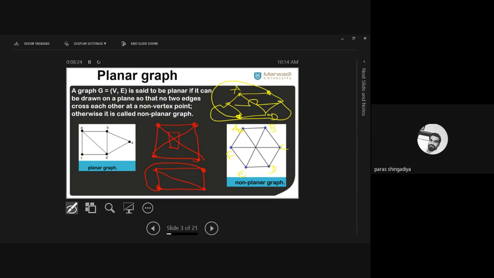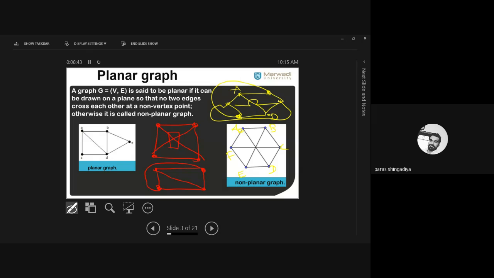Clear? So it is not possible in any way to draw this graph without crossing over an edge. Clear? So at last, you can say it is a non-planar graph. Okay? If it is drawn without crossover of the edges, that is planar. If it is drawn with a cross, first you have to remove this cross.